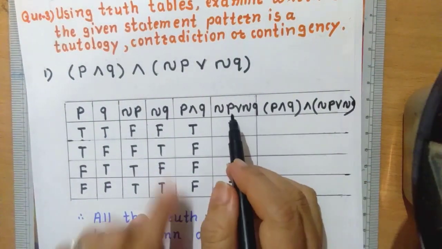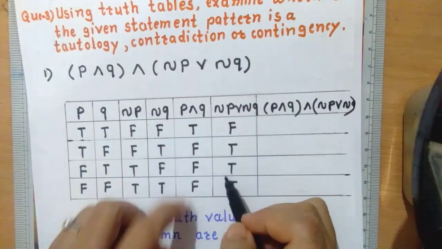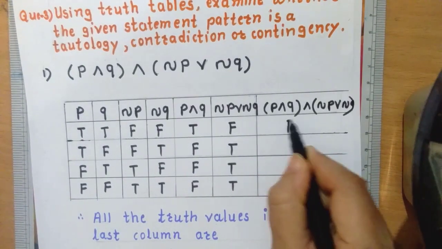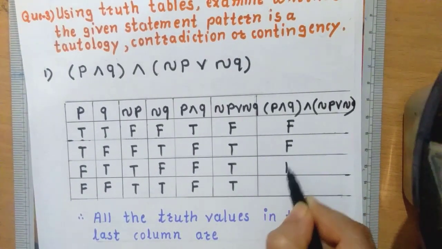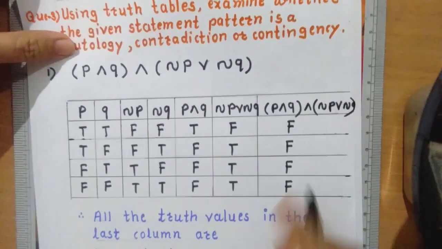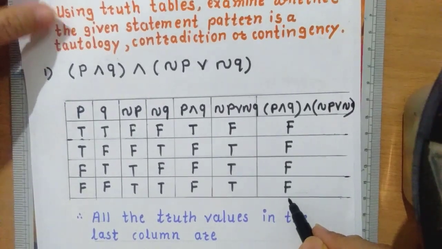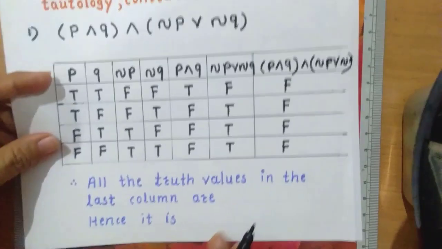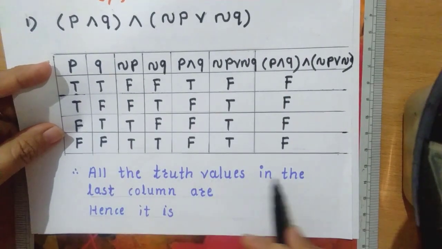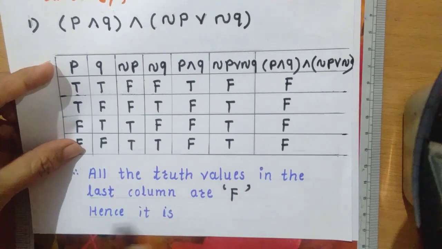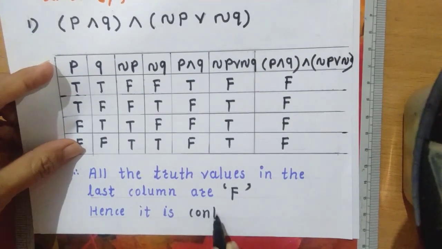And then conjunction between these two brackets. And the rule of conjunction is if both are T, then only T, otherwise F. We can't observe that, so write down F here. And so here in the last column all truth values are F, and so we can say that it is a contradiction. So we have to write the statement also: all the truth values in the last column are F, hence it is a contradiction.